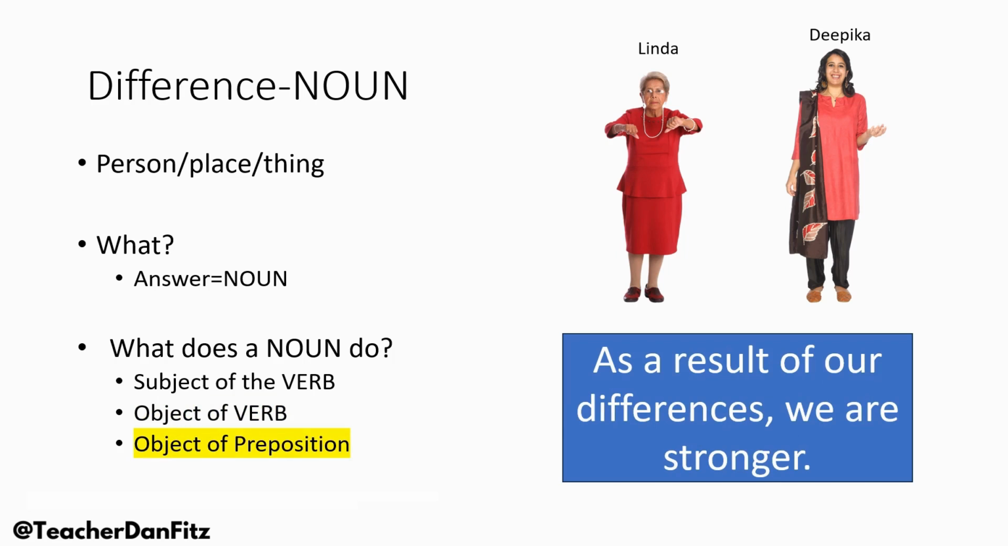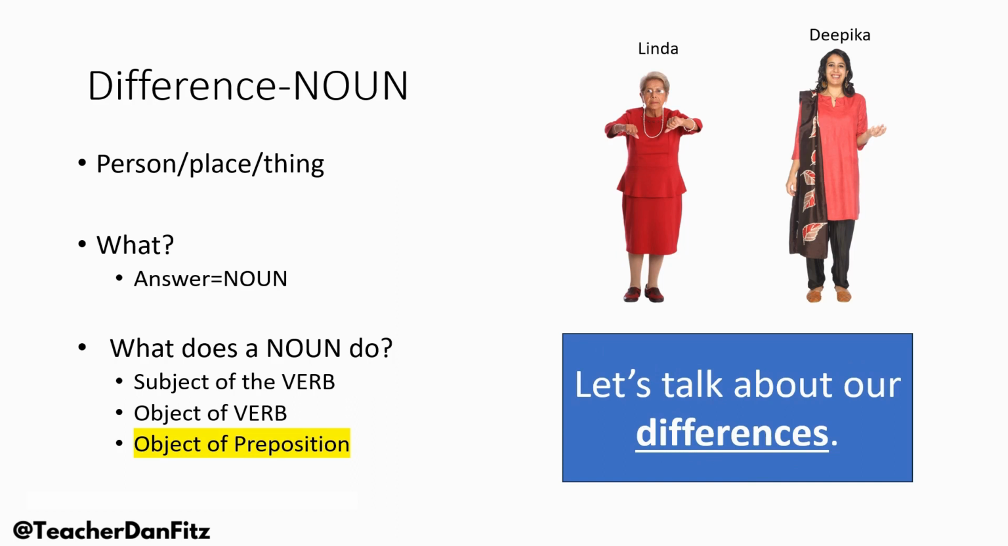Let's look at the noun as object of the preposition. I have the preposition as a result of. So I say the preposition and then I ask who or what. As a result of what? Our differences. We are stronger. So the object of a preposition is going to be a noun. So the noun form of the word.